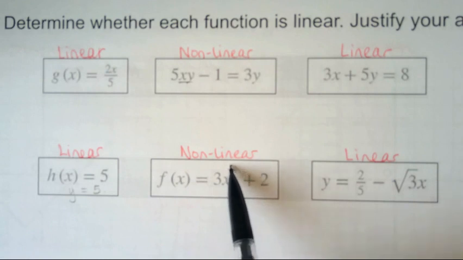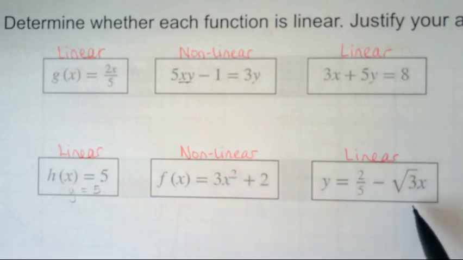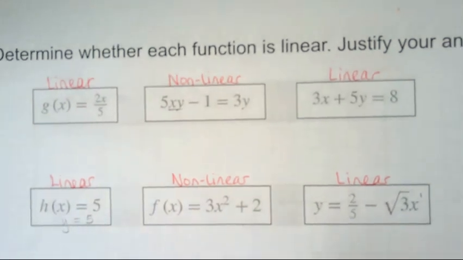Nonlinear for this one because I have an exponent bigger than 1. And this one would be linear. This tries to throw you off because of the square root of 3. But remember, your exponent has to be 1 or 0. And then it's already in y equals mx plus b. So that one would be linear.